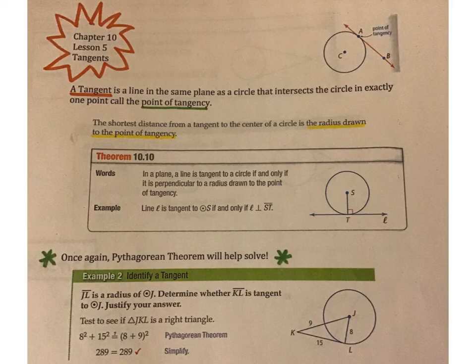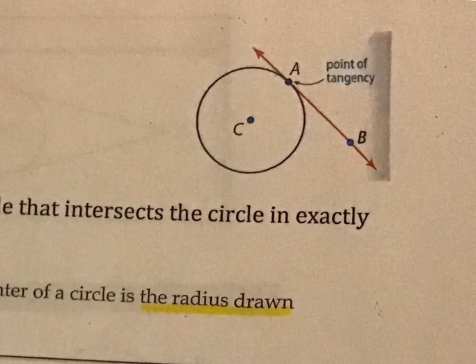Okay, chapter 10.5 is tangents. A tangent is a line in the same plane as a circle that intersects the circle in exactly one point. So it is what's going through just a little smidge of the circle. If you look at that, we call this the point of tangency. So right there, A would be the point of tangency.